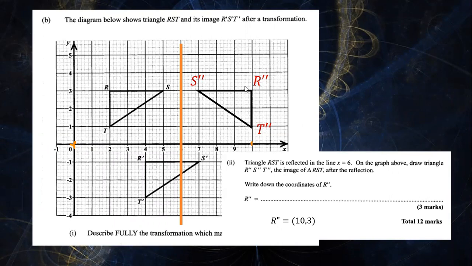So this is going to be the reflected image of RST in the line x equals 6, where R double prime, S double prime, and T double prime all mirror R, S, and T. And the coordinates of R double prime are 10, 3. How did we get 10, 3? Again, we started at the origin. We jumped until we reached 10 to come directly below R double prime, and then we walked up 1, 2, 3. So you always go the x-axis first and then the y-axis.